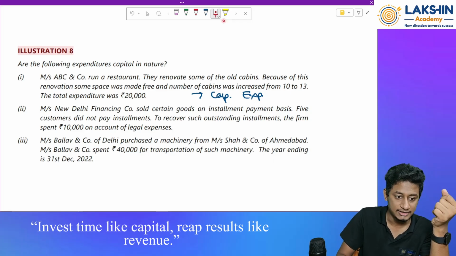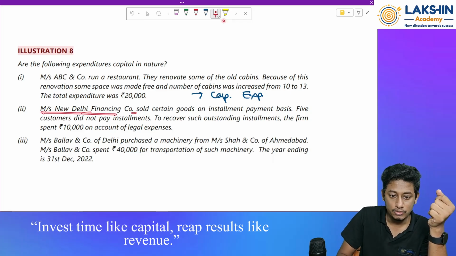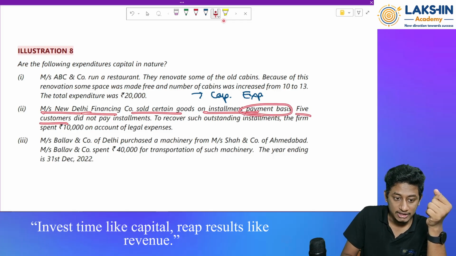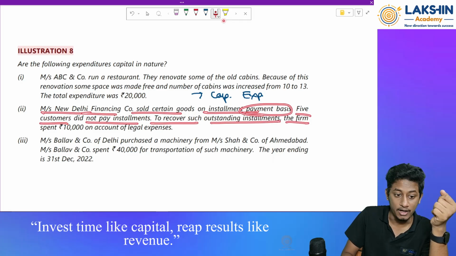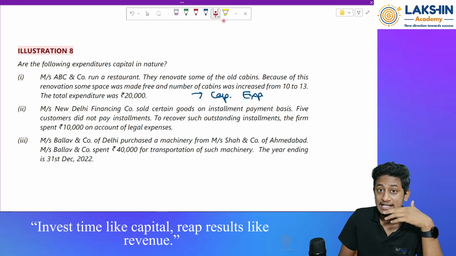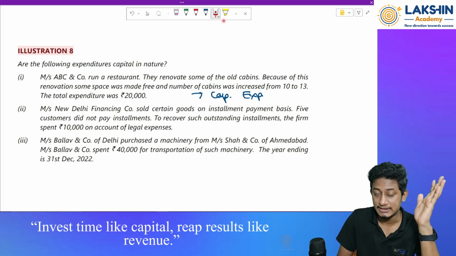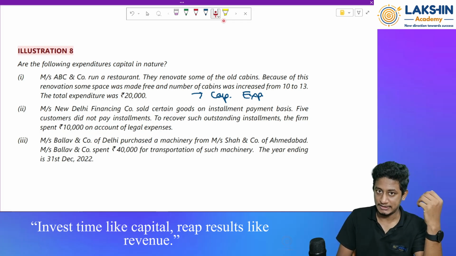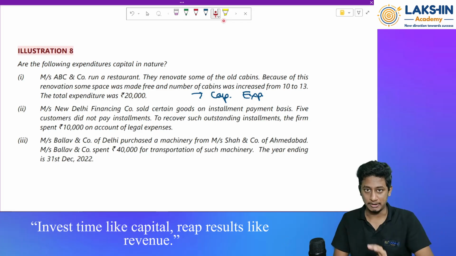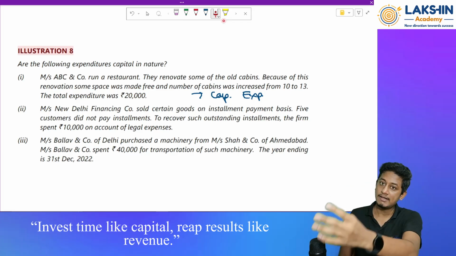Then next, New Delhi Finance Co. sold some certain goods on installment payment basis. 5 customers did not pay the installment. To recover such outstanding installments, the firm spent 10,000 on account of legal fees. Now, this is also called as maintenance expense. Why? Because see, today I incur 10,000 as a legal expense. They will put a case on those people to pay me the money. They will pay me the money.